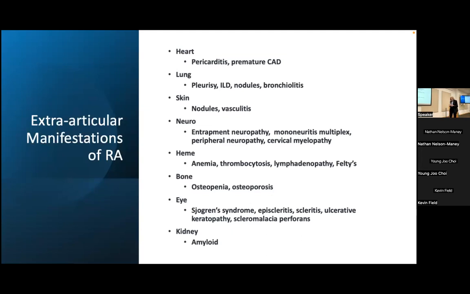So I mentioned a minute ago that this was really a disease of the whole body, and up until now, we've just talked about the bones and the joints, but almost any organ system can be involved. The heart, the lungs, the skin, the neurologic system, the hematologic system, the bones, the eye, interestingly, and even the kidney can be involved, although I have to say it's so rare, I don't think I've ever seen that, but it's always on the slide.